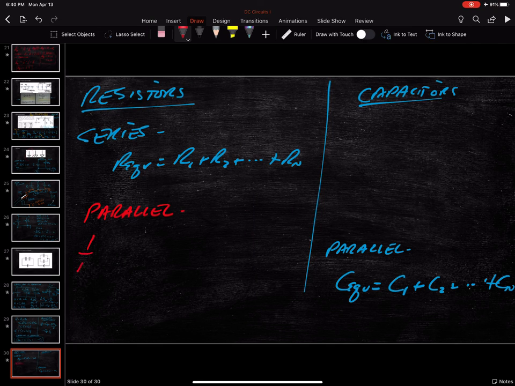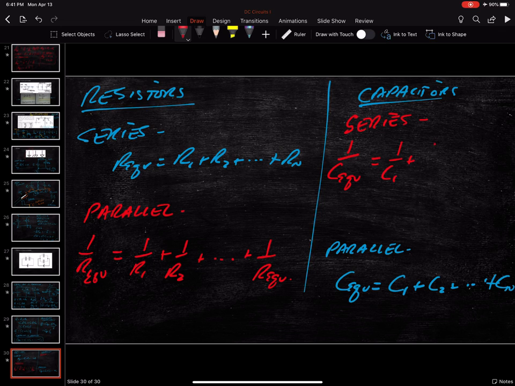Okay, you get 1 over R equivalent is equal to 1 over R1 plus 1 over R2 plus however many you've got. Now, if nature was at all nice, capacitors in series would also be 1 over C equivalent is equal to 1 over C1 plus 1 over C2 plus 1 over Cn. Is nature nice in this case? Yes, it is.